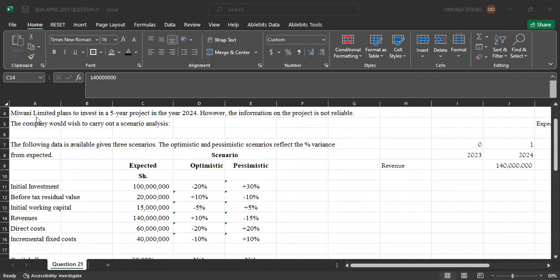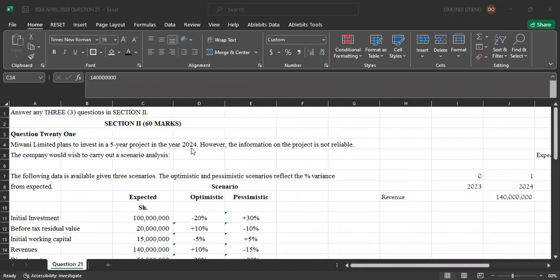2024. Miwani Limited plans to invest in a 5-year project in the year 2024. However, the information on the project is not reliable. The company will wish to carry out a scenario analysis. The following data is available given the 3 scenarios.